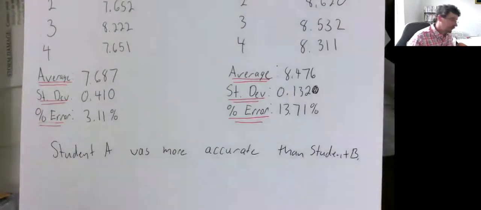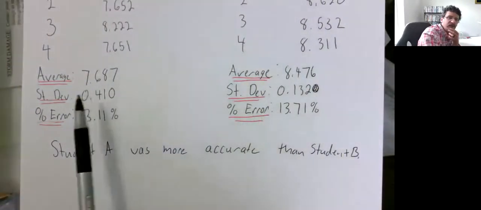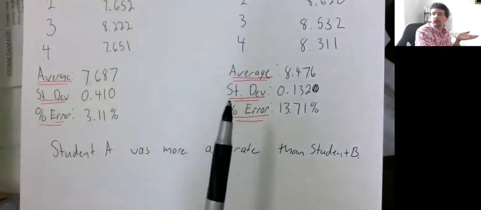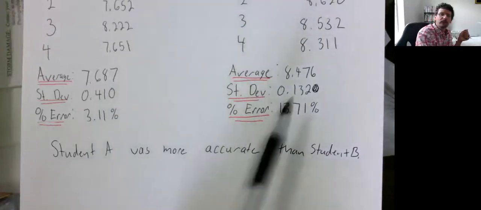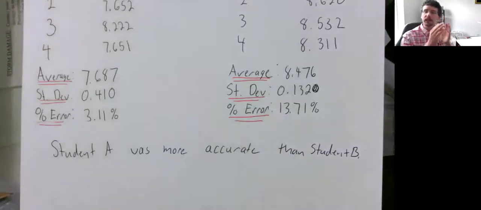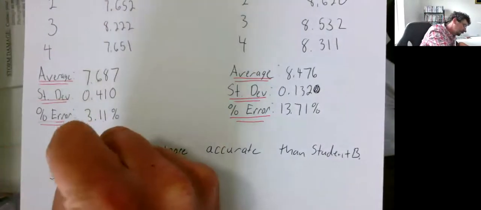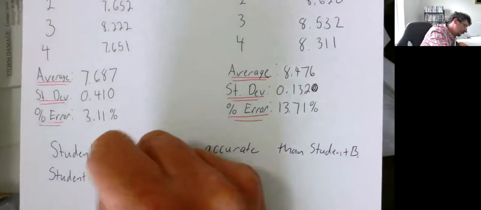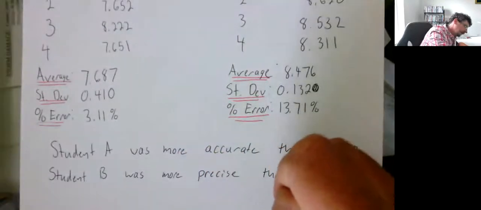And now let's consider student B. What about precision? There we have to consider the standard deviation. If we had a percent relative standard deviation, we could also look at that too. So let's look at the standard deviation. If we look at these values, we can see that student B has a smaller standard deviation, meaning if we look at the data points, most of them are grouped around the mean, or that average that's calculated. Therefore, student B was more precise than student A.